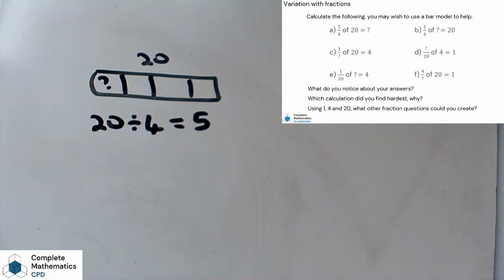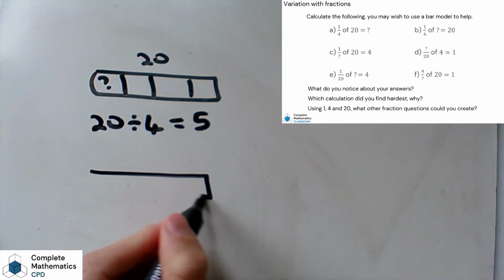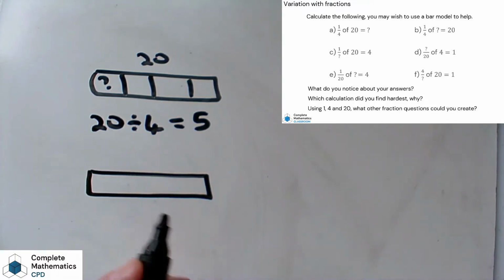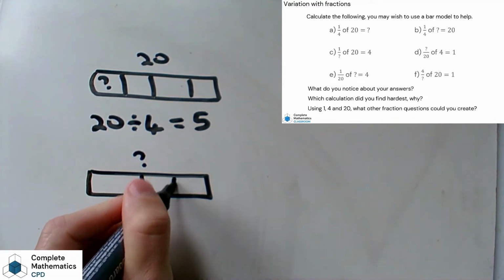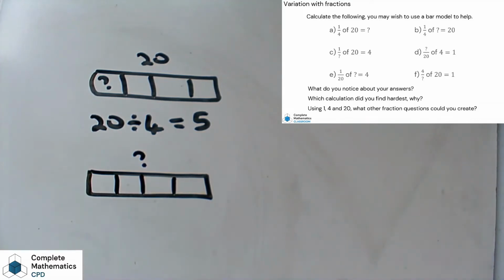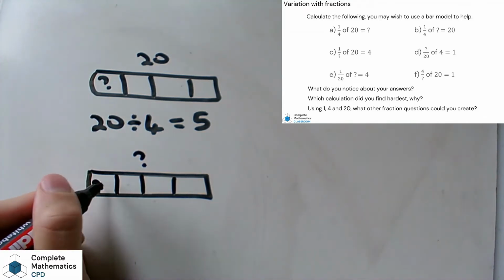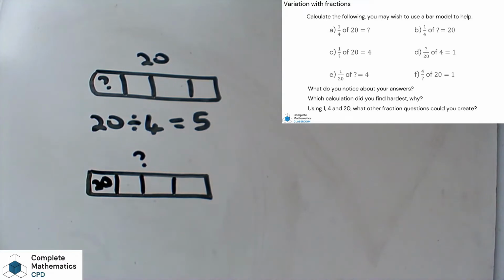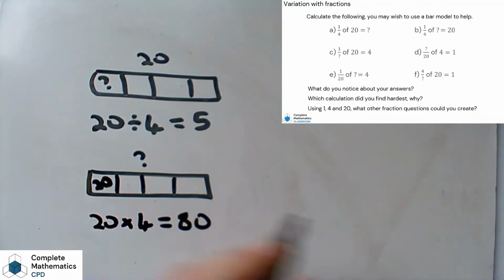Part B then, this time it's 1/4 of something equals 20. So this time we don't know what the total length of the bar is. We're trying to find that, but we are told that 1/4 of it is equal to 20. So again, we can divide it into 4 equal parts, and we know that 1/4 of it is equal to 20. And once you've drawn this bar model out, pupils will quickly say the calculation that gets you to the correct answer. Well, I've got 4 of these quarters, so I need to do 20 times 4 to get our answer of 80.